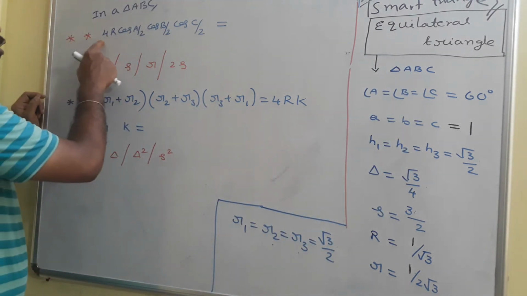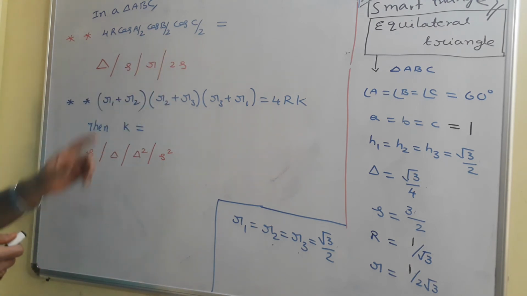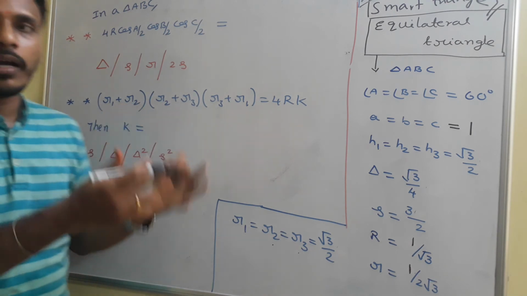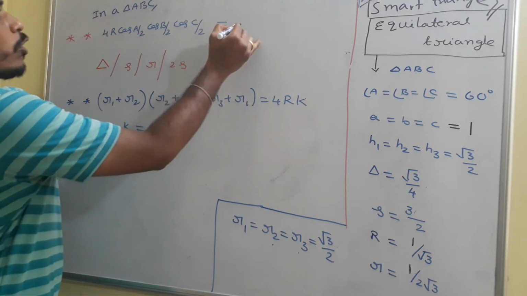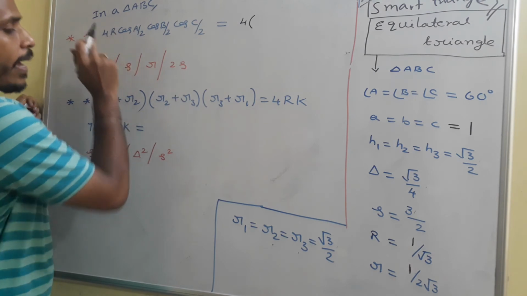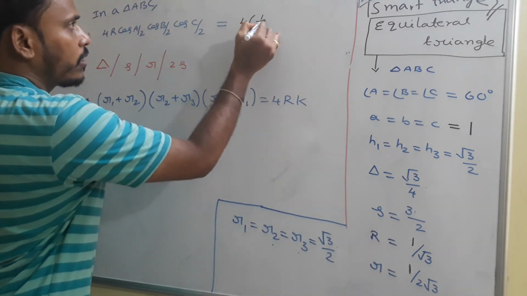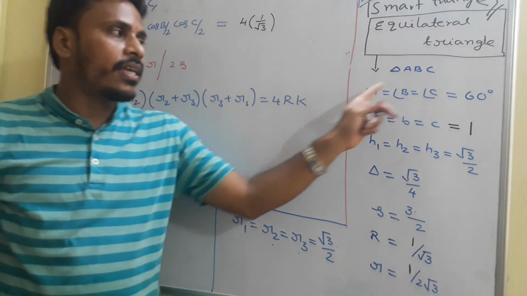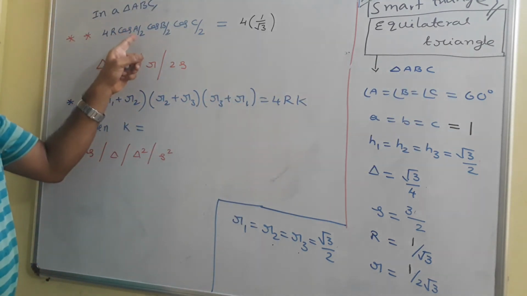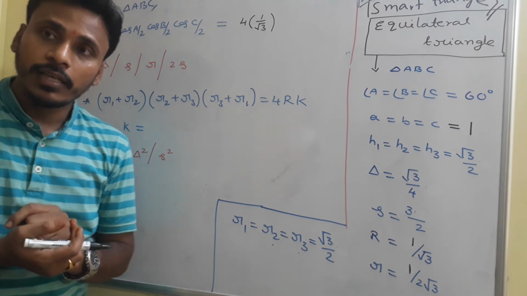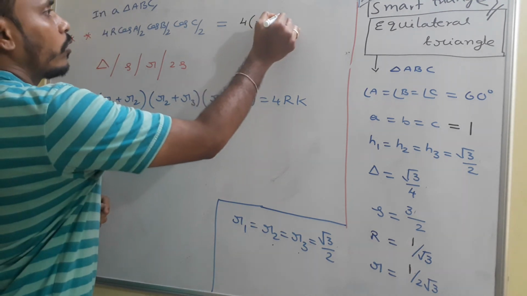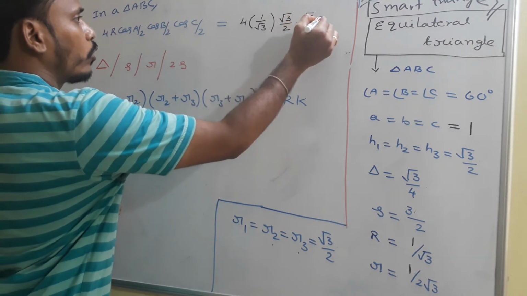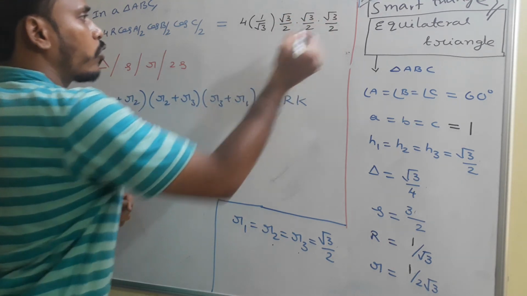Now this is 4r cos a by 2 cos b by 2 cos c by 2 is equals to, we need to choose one of the correct options. So for that again use the concept of smart triangle. According to our smart triangle, 4 into capital R value is 1 by root 3. This is just because of our smart triangle. Cos a by 2, angle A is 60 degrees. Cos a by 2 means cos 30 degrees. Cos 30 degrees is how much? Root 3 by 2. So cos a by 2 value is root 3 by 2. Similarly cos b by 2 is root 3 by 2 and cos c by 2 is also root 3 by 2.